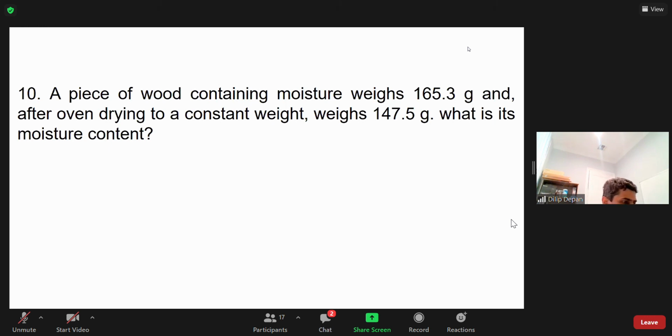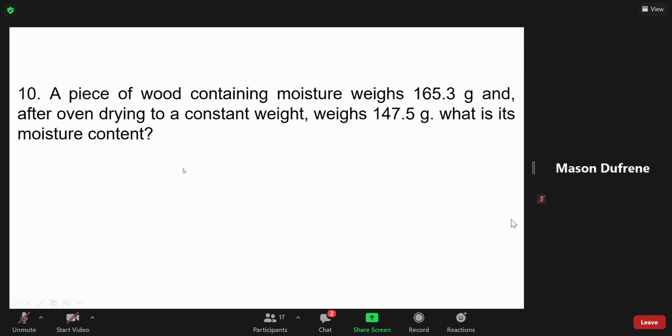Okay. So subtract 165.3 minus 147.5. That gives what? 17.8, right? So 17.8 divided by 147.5 will give you around 0.12. If you multiply by 100, that will give you around 12.06 percentage.